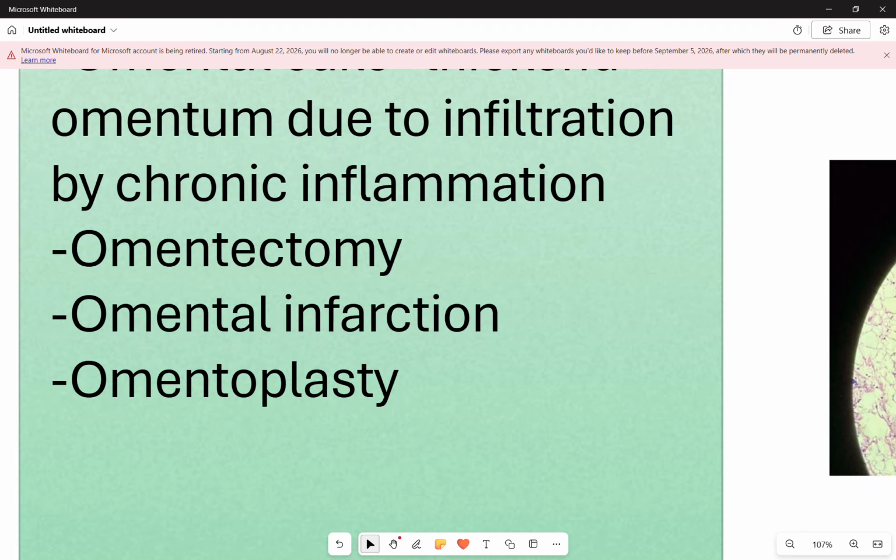And omentoplasty, which I mentioned earlier on: take a segment of the omentum. It promotes wound healing. It forms new blood vessels. So you can take a part of it and use it to fill up a defect or wherever there is a problem with wound healing.